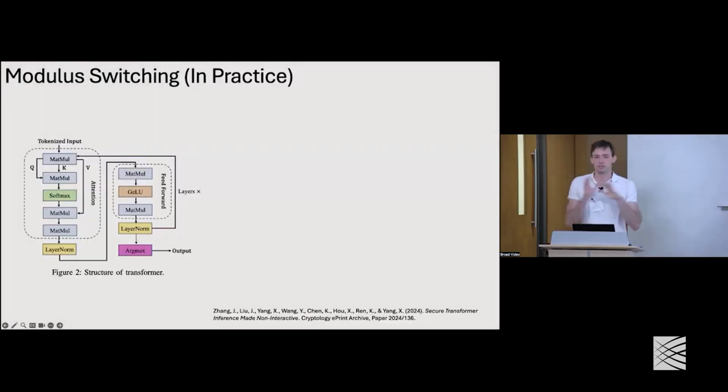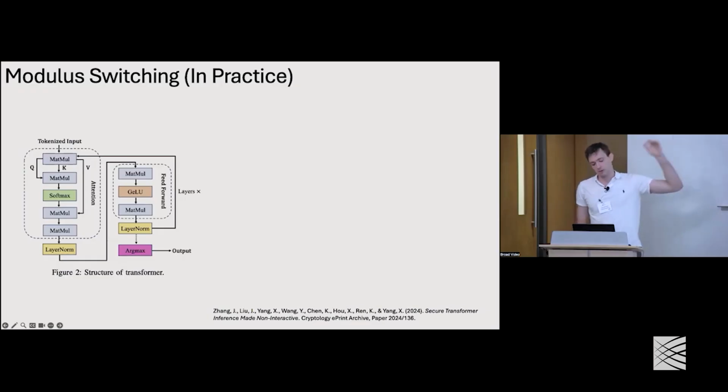So I want to talk about how this all works in practice, using something that I think you guys probably all work on, transformers. So here we have a simple transformer architecture with an attention mechanism and then a feed-forward network. So this paper that's posted on arXiv actually does this using homomorphic encryption.